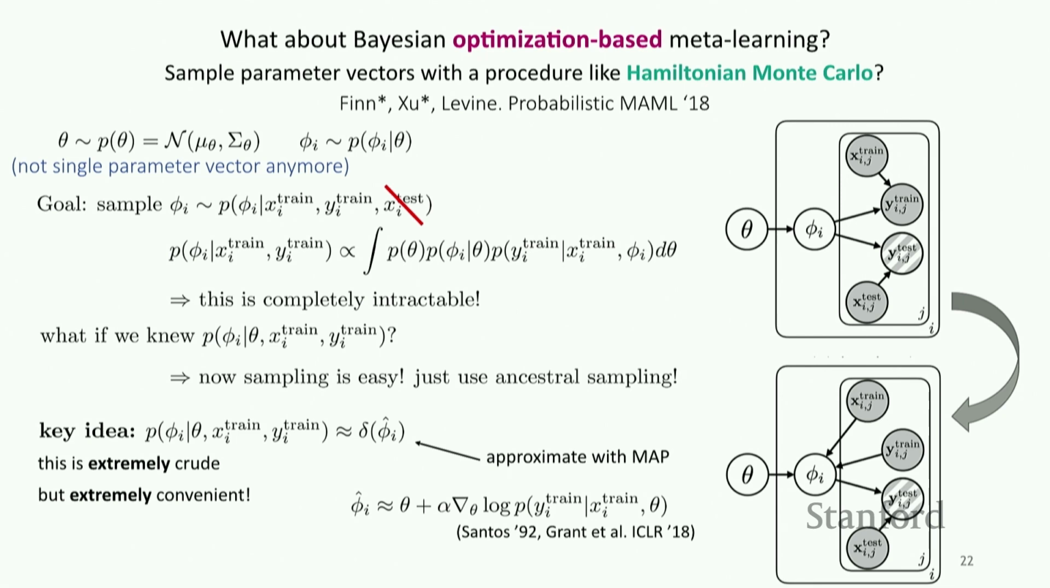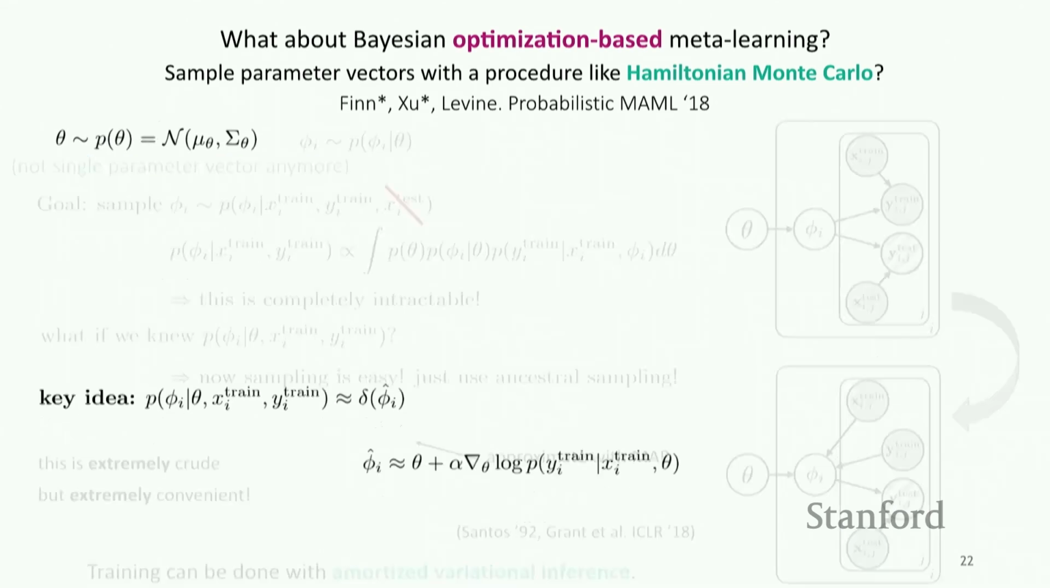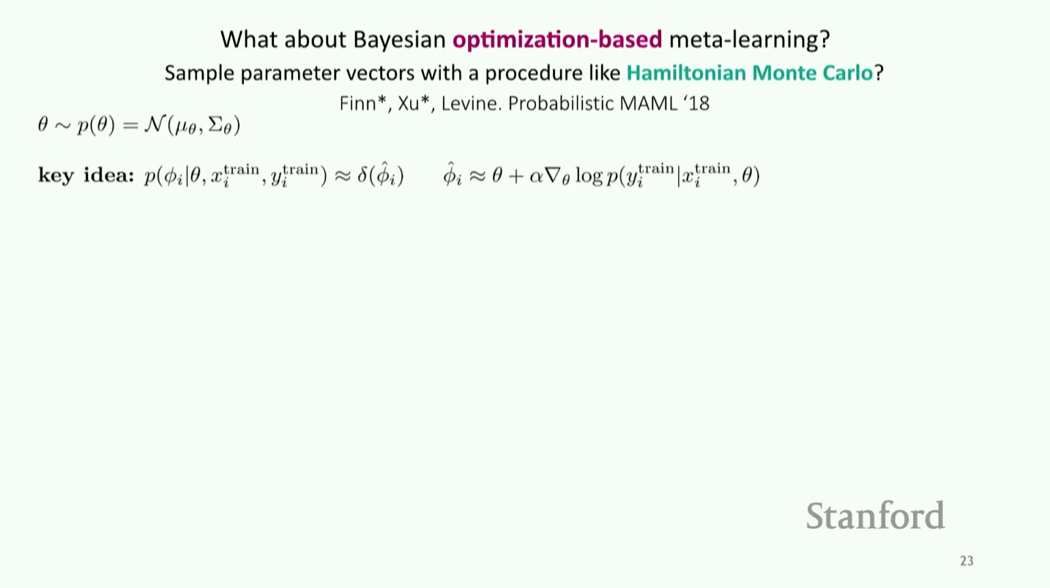So this is what happens at test time when we want to do inference. Training is a bit more complicated, but it can be done with the tools that we mentioned before using amortized variational inference. I'm not going to go into how we do training, but if you're interested, you can see the paper.